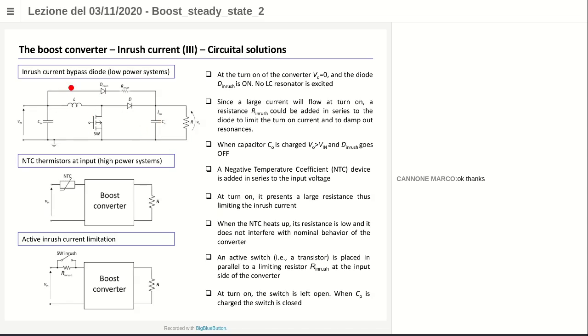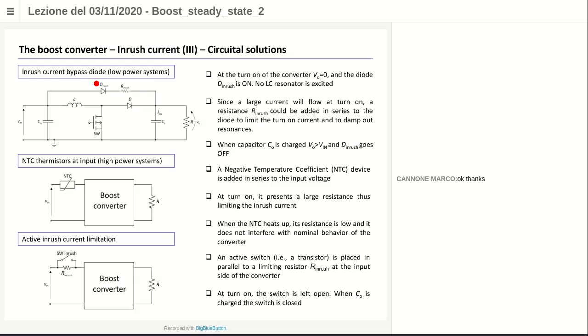Look at the top circuit in the slide. You can see there is the boost converter, and then you have another branch that includes a diode, okay, the inrush diode. So this diode here is in normal operating condition always off, because in normal operating condition in the boost converter V0 is larger than Vin. And if V0 is larger than Vin, this diode is reverse biased, so it's an open circuit.